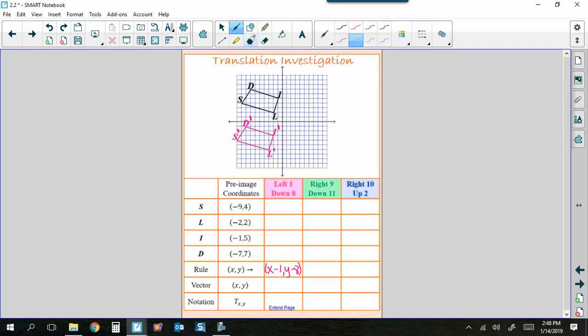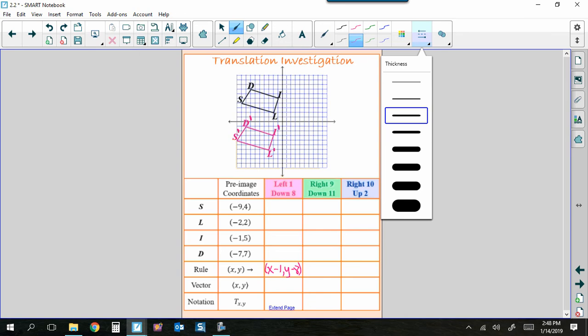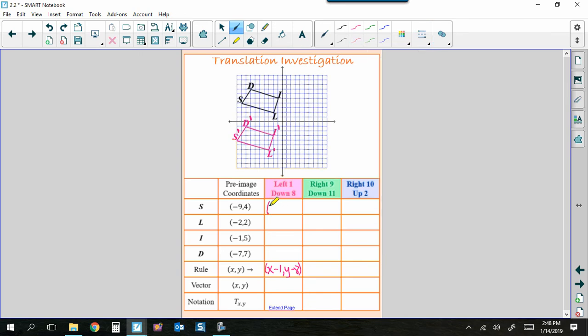Okay, I'm sorry. I was listening to Miss Nets. I'm not looking at what I'm writing. So you're just doing the x values right now. Yes. Okay. I'm with you now.